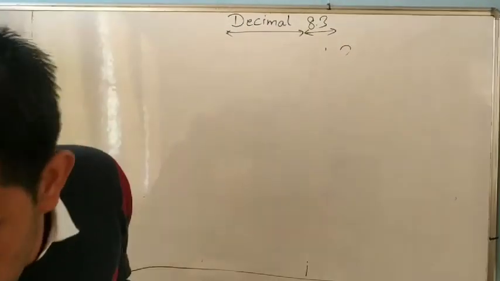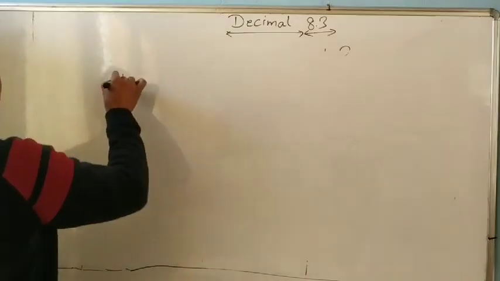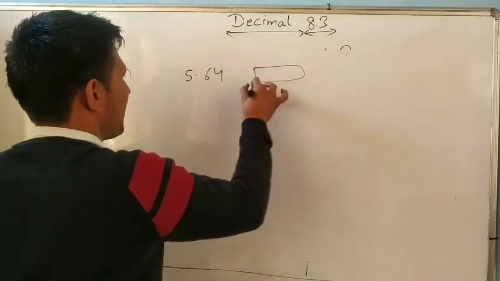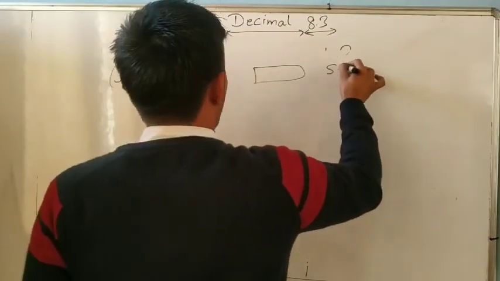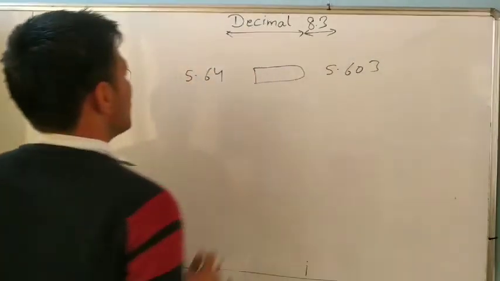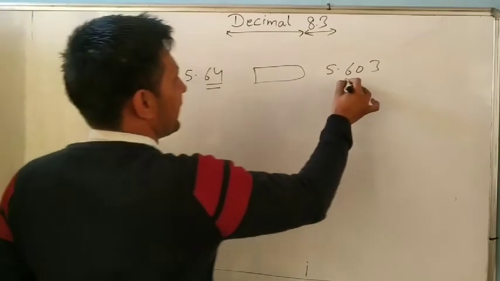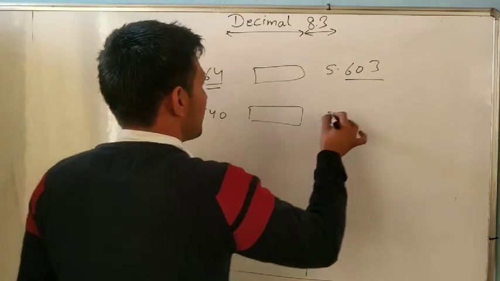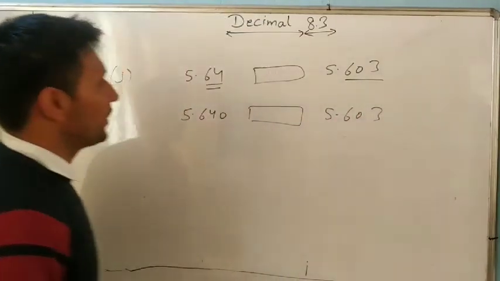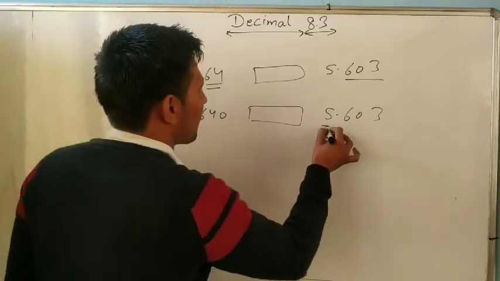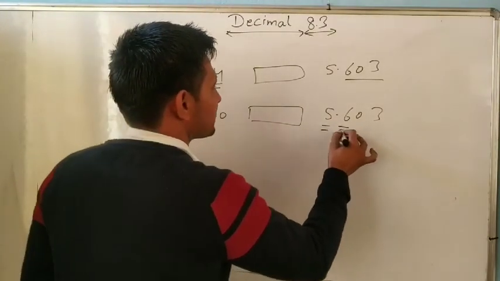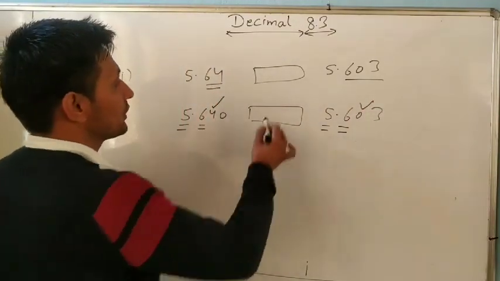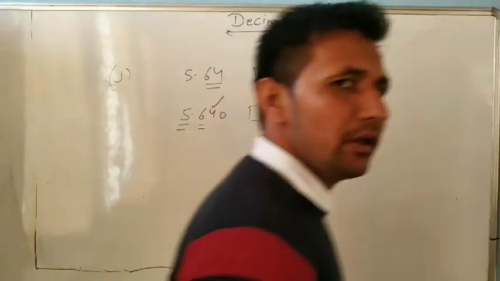One more part I am telling you, the last part, J part: 5.64 and 5.603. Now we observe here there are 2 digits after the decimal and here 3. So first we write 5.640. Here also 3 digits: 5.603. Now we observe the ones value is 5, the tenth 6 is the same. Now the hundredth is 4 and 0. So which one is greater? 4. Therefore it is greater. It is finished. It is very simple.